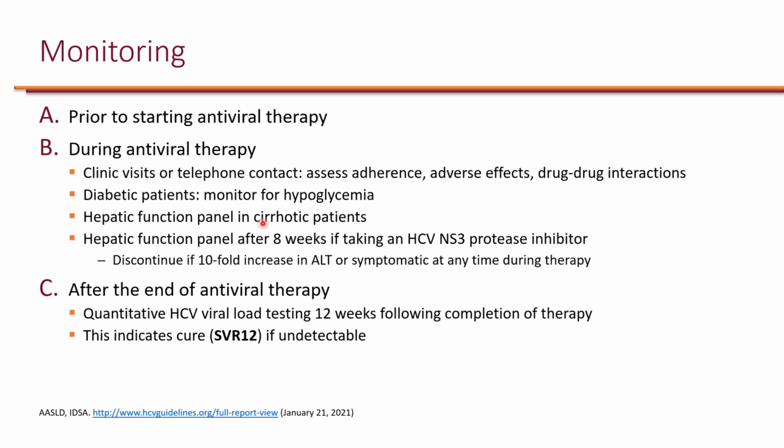Hepatic function panel during treatment is important in cirrhotic patients. Otherwise, if the patient is non-cirrhotic, this is really unnecessary unless the patient is taking protease inhibitors. Because protease inhibitors specifically act on the liver, it's important to get the hepatic function after 8 weeks, just to make sure that the ALT is not increasing or the patient is not symptomatic. If there is a 10-fold increase of ALT, or even if it's less than 10-fold, but the patient has symptoms of hepatic failure, it is important to discontinue treatment immediately.